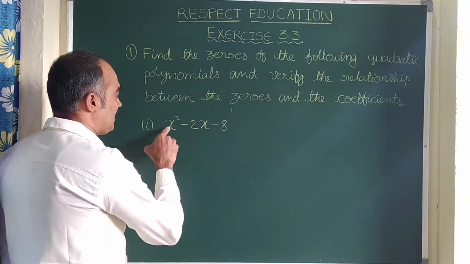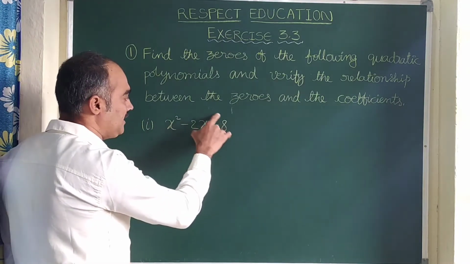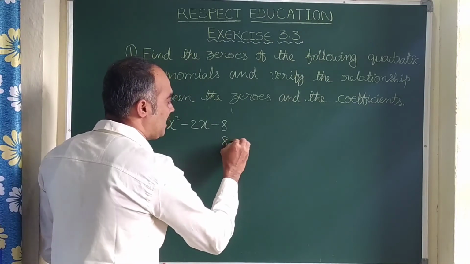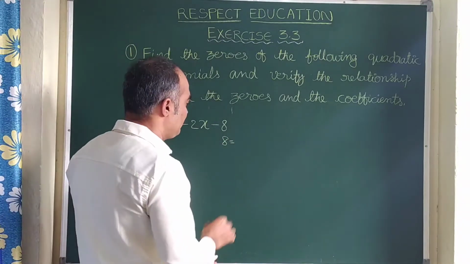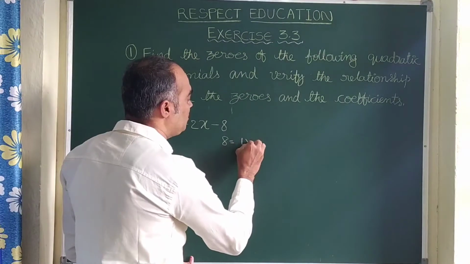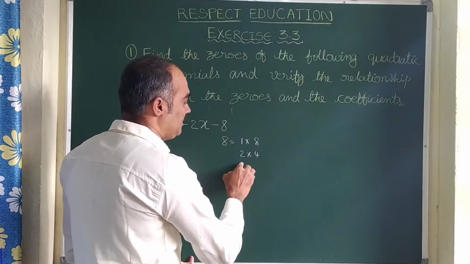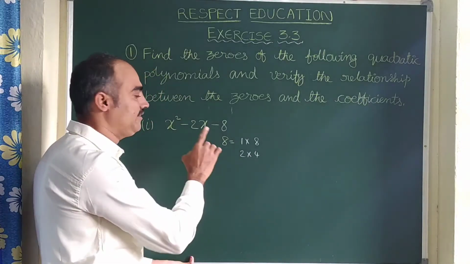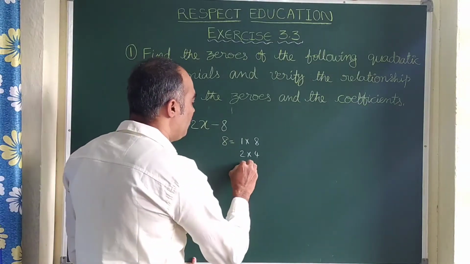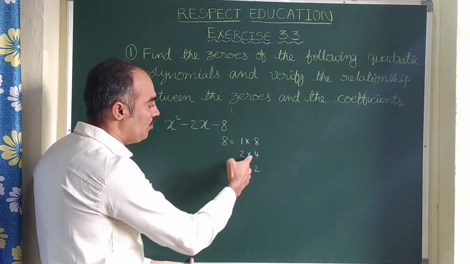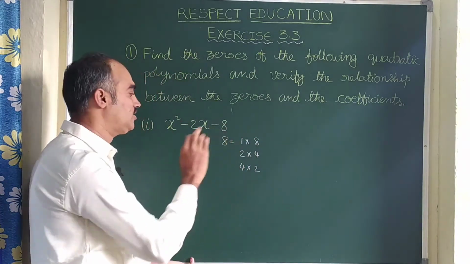Here the first coefficient, the x square coefficient, is 1, and 1 into 8 is 8. So I am writing the factors of 8 here. 8 can be written as 1 into 8, 2 into 4, and 3 into something will not give 8. So 4 into 2. Now here you see 4 and 2 get repeated, so we can stop here.